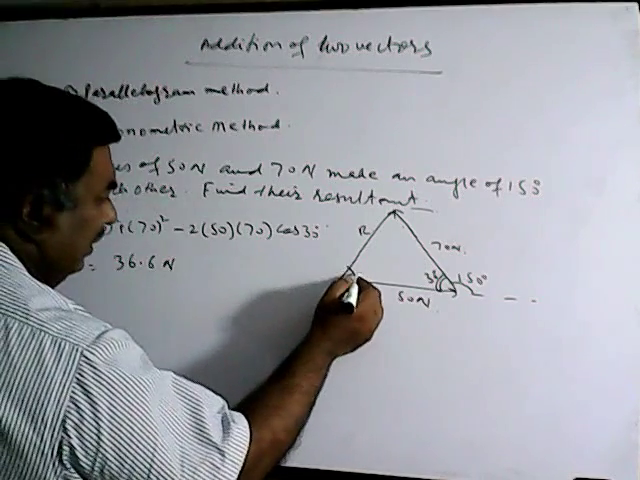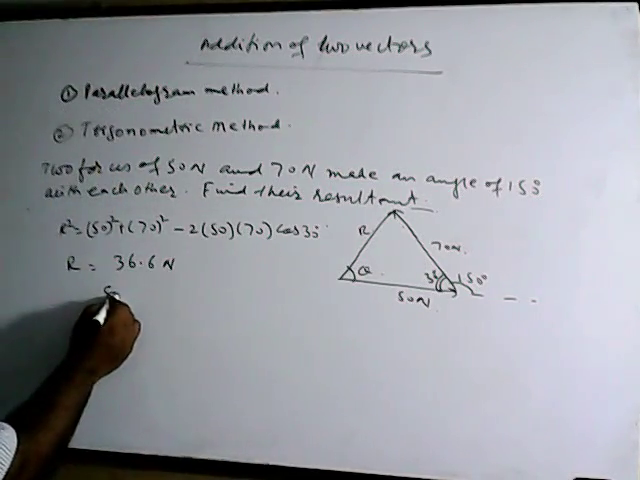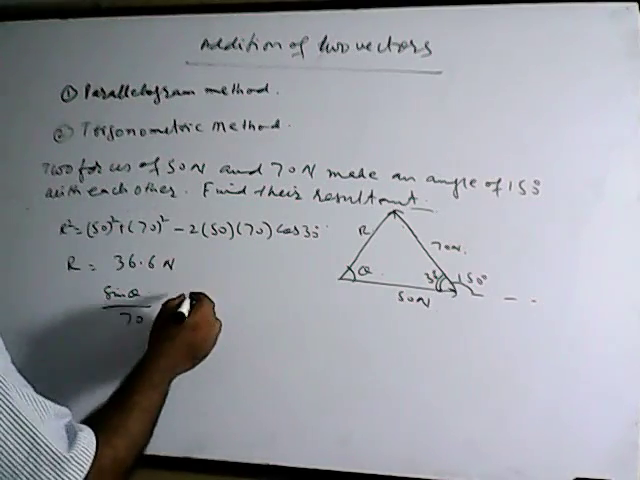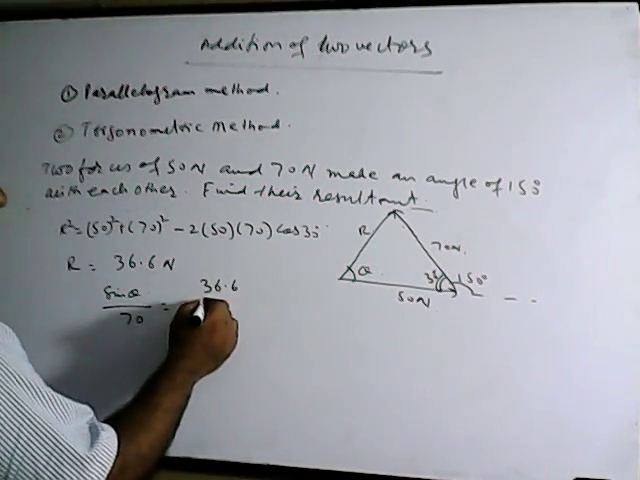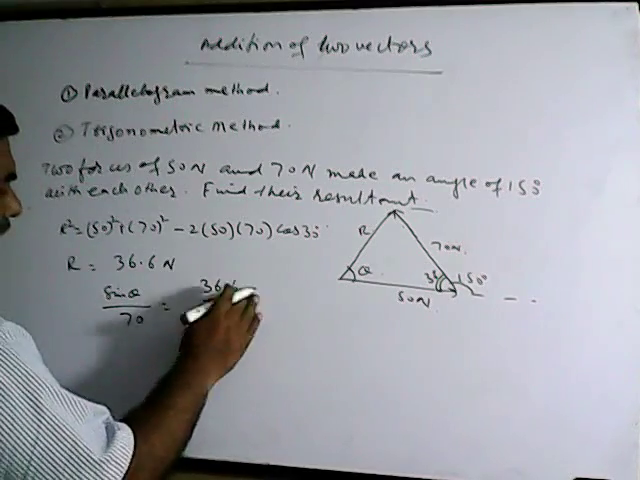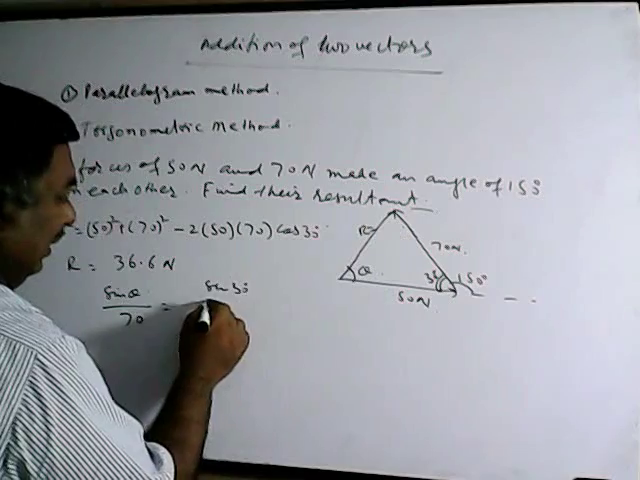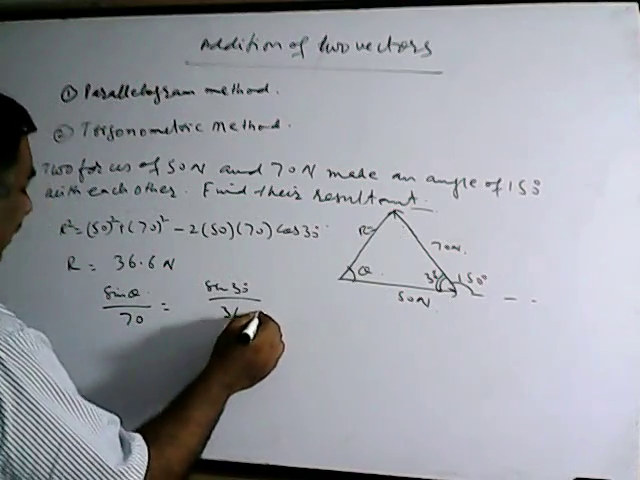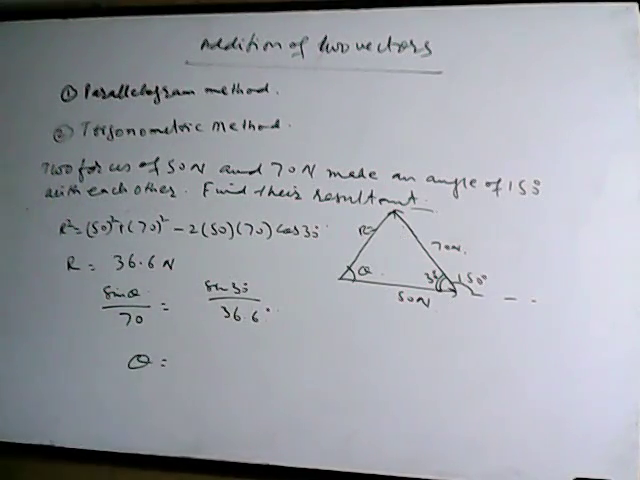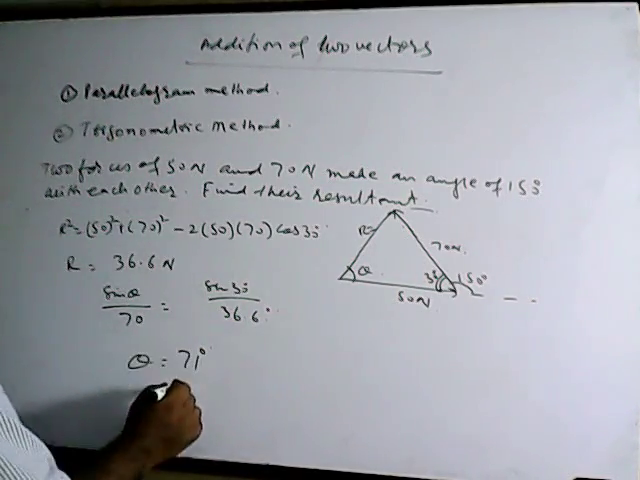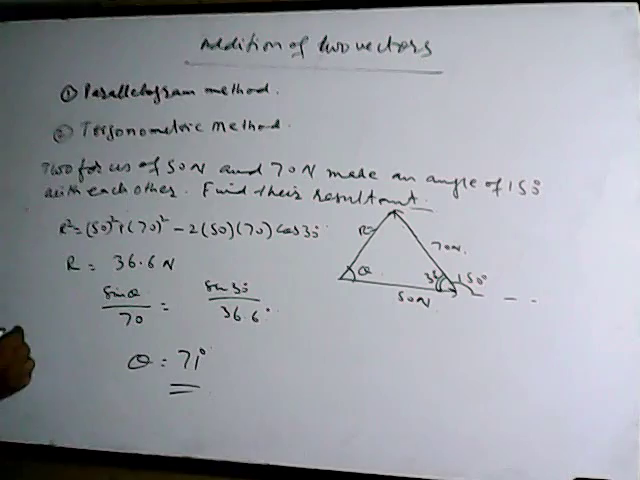And if this angle is theta, I can find this theta by sine theta upon 70 is equal to sine 30 upon 36.6. Sorry, it is sine theta upon 70 equals sine 30 upon 36.6. So in that way, if you calculate this theta, it comes out to be 71 degree approximately. So I will say resultant is 36.6 Newton at an angle of 71 degree.